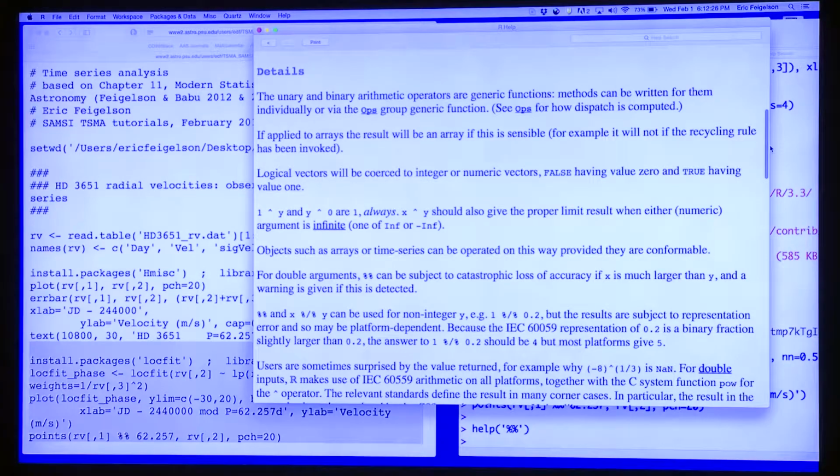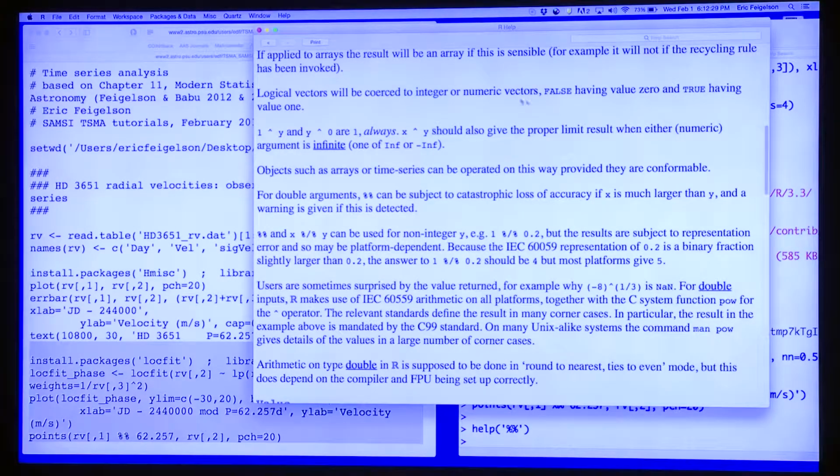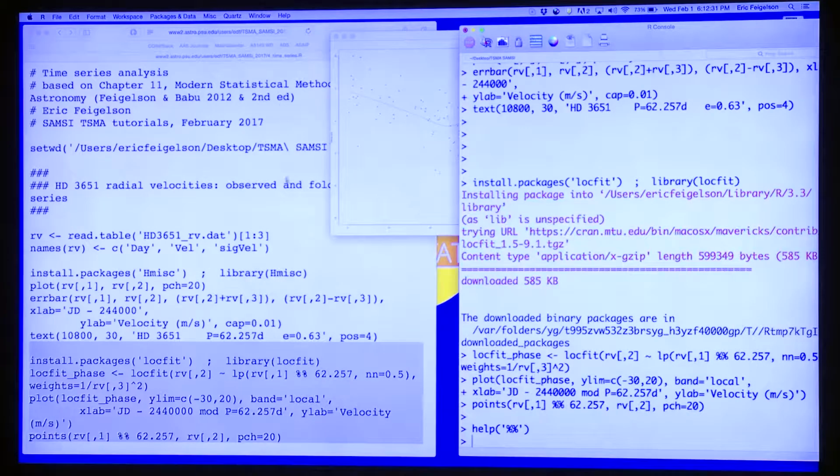I don't know. Something related to modulo.